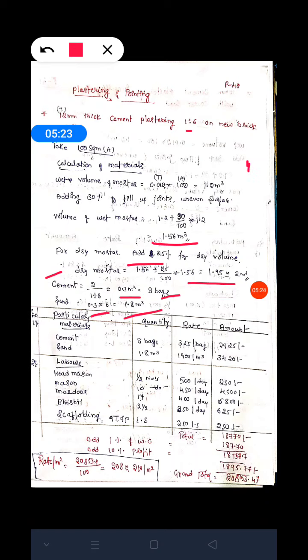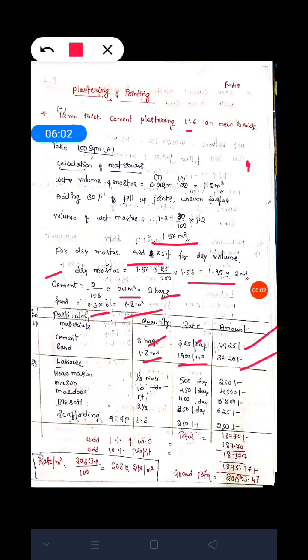First I will consider cement. As we calculated above, we got the quantity as around 9 bags. Then the present rate of the cement is around 325 rupees, that is the average rate that will be considered here. 9 into 325, then we get the total amount as 2925 rupees. Similarly for the sand, the volume we calculated is 1.8, and the rate is around 1900 per meter cube. So 1.8 into 1900, then we get the total amount of 3420. This is about the material cost.